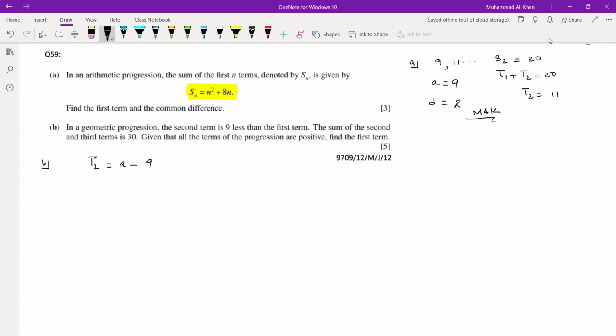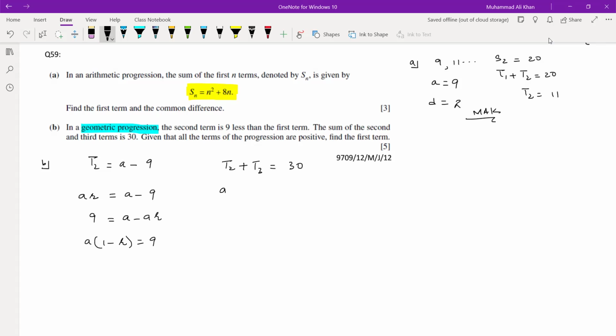Further, the sum of the second and the third term, T2 plus T3, equals 30. It's a geometric progression, given. So now we don't need to check that again. We have to use the formula for geometric progressions. What is the formula for T2? ar equals a minus 9. Taking ar to the right side and bringing 9 over, a minus ar equals 9. a common, so it will be 1 minus r equals 9, given that all the terms are positive, find the first term. We just have to calculate the value of a.